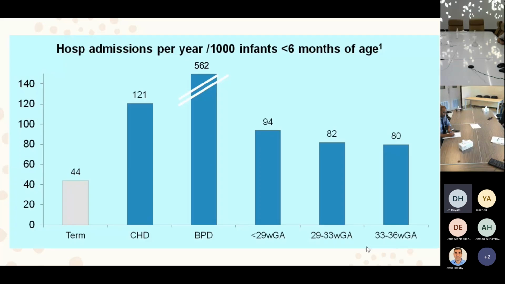Now, this is from one hospital in Canada, where they counted the hospital admissions per year for 1,000 infants below 6 months. Most of the patients admitted were preterm babies with CLD. They are the majority of admissions as RSV positive, and you will see the term babies only 44. With that, among patients with risk factors, if they were preterm, below 29 weeks is 94, then 29 to 33 weeks. The preterm babies are at a higher risk of infection, and when they have CLD or congenital heart disease, the risk increases further.